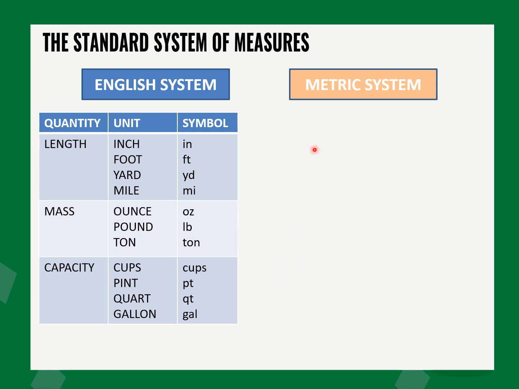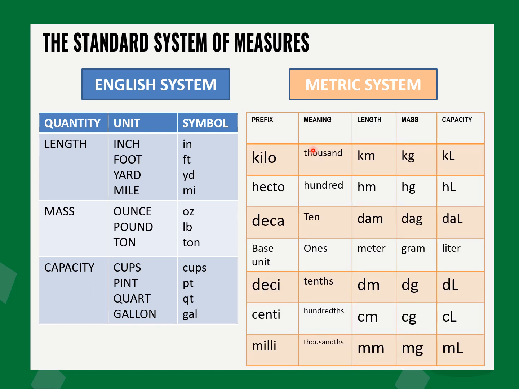The metric system is more convenient and easier to use. That's why it is no surprise that most countries all over the world, including the Philippines, use this system. The prefixes kilo, hecto, deca, deci, centi, and milli are used in the metric system to show the power of 10.